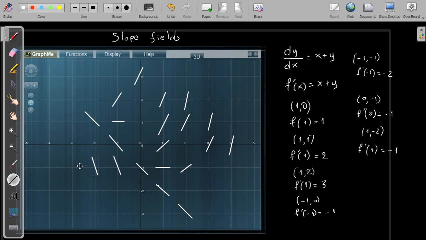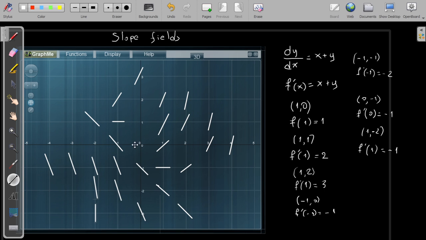(-3, -1) gives -4. (-4, -1) gives -5. And you see (-2, -1) gives -3, (-3, 0) gives -3, (-2, -2) gives -4, and (-2, -3) gives -5.